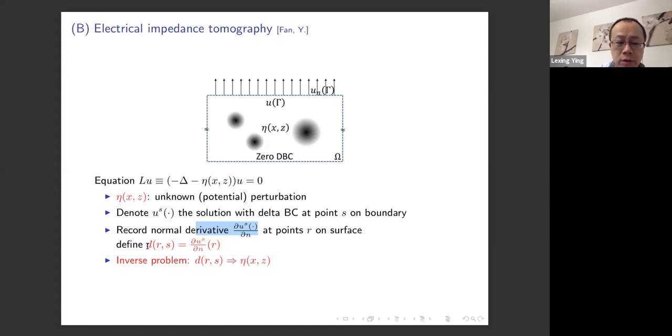Therefore, our data is also parameterized by two parameters. One is S, the source point where we specify the delta source, and R is a point where we measure the normal derivative of our solution. This operator is typically called the Dirichlet to Neumann map, and in fact, our data is the kernel of the Dirichlet to Neumann map. So the inverse problem is that from the kernel of the Dirichlet to Neumann map, we're trying to figure out what the internal parameter is.